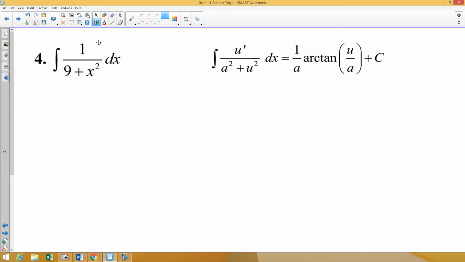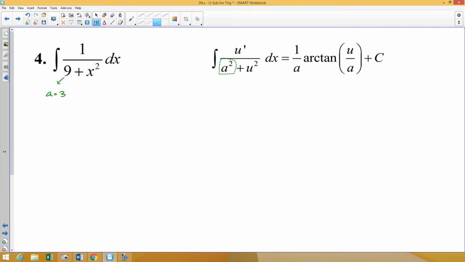Let's see, what do we have next? Okay, so this one, we have 1 plus 9x squared, and a while ago I put up a page with some memorized formulas that were a little bit ugly, and this is where these are going to come into play. Where I had u prime over a squared plus u squared, this a is accounting for the fact that it's not 1 plus x squared. This would be really easy if it were 1 plus x squared. It would just be the normal arctangent of x. But the fact that that's a 9 is changing it, so if a squared represents 9, then in this problem my a value is 3.